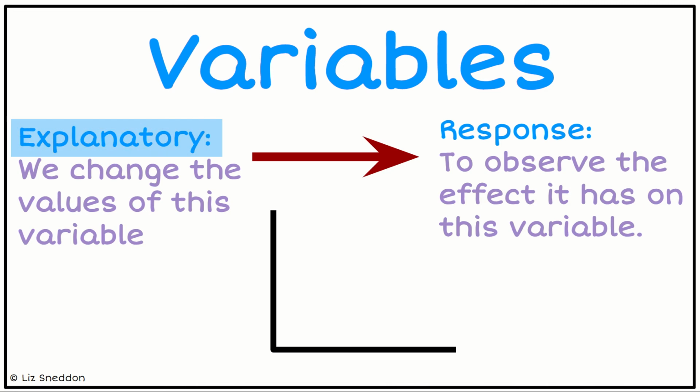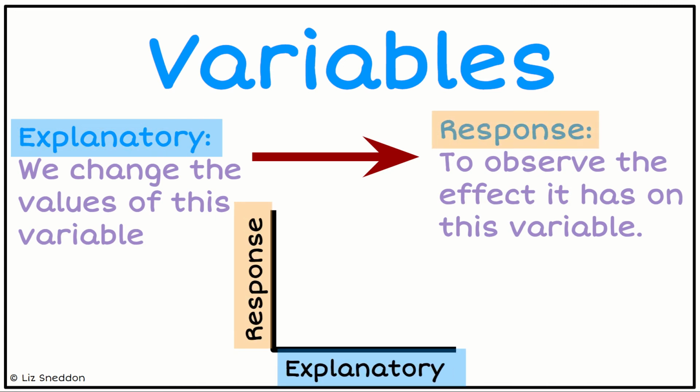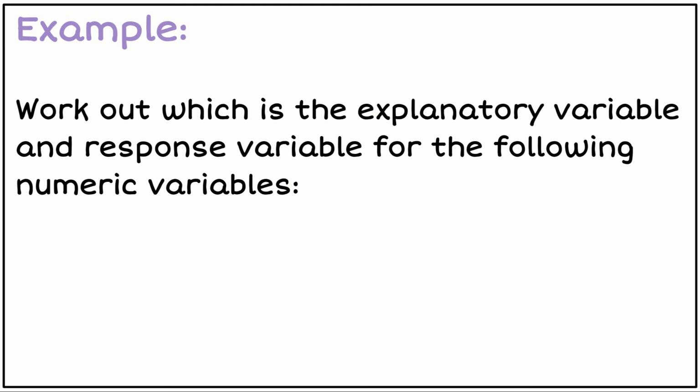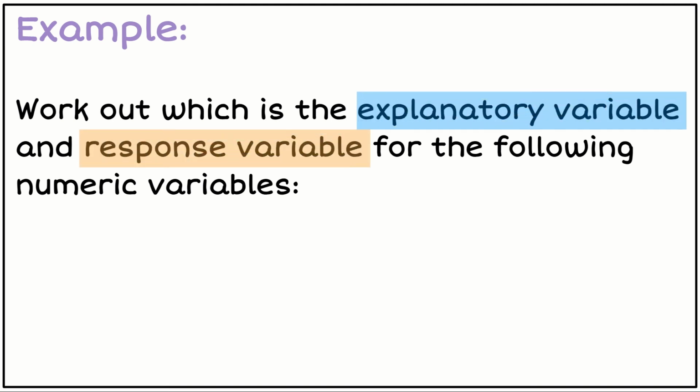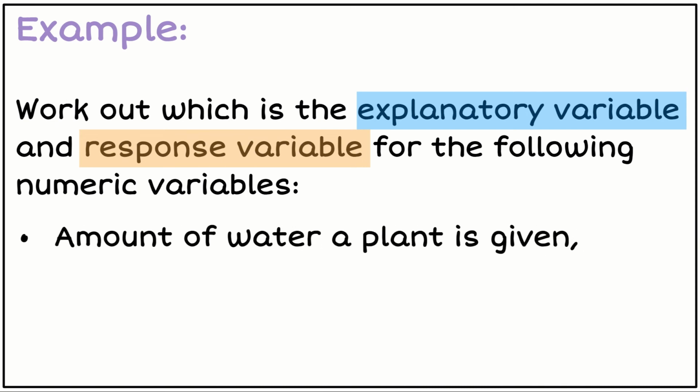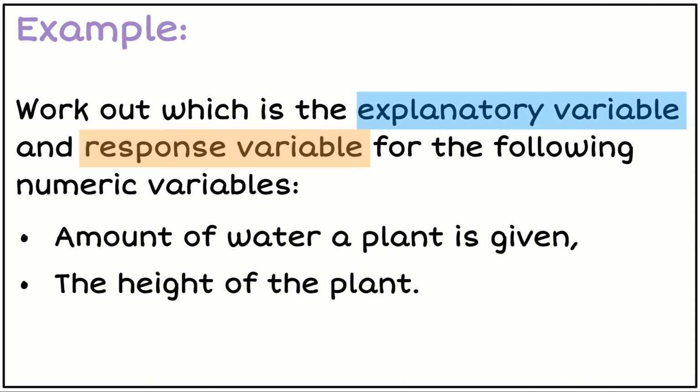So let's have a look at an example of what this might look like. So we want to see which is the explanatory and response variables for the following ones. So the amount of water that a plant is given and the height of the plant. So both of them are numeric. We're measuring the amount of water and we're measuring the height of the plant. One of them we control, one of them is the effect of the other.